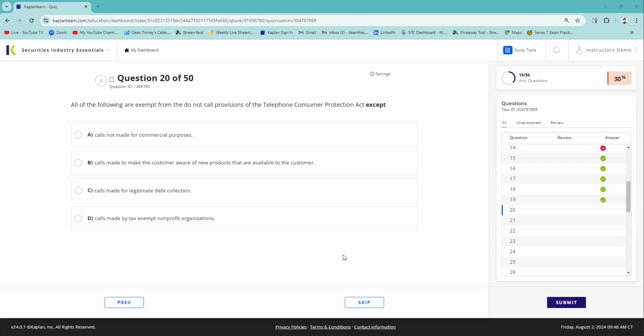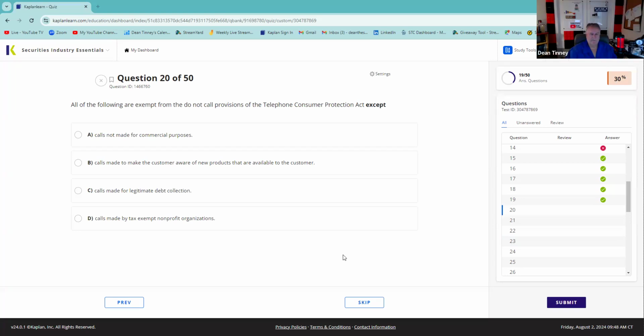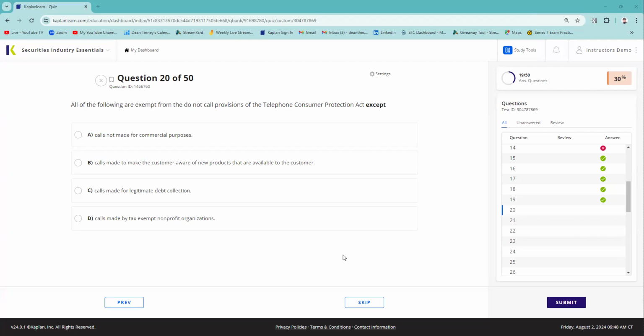All the following, these are so hard. All the following are exempt from, except. The grammar is atrocious. So I always like to put it in plain English. They're saying one of these needs to comply with the Telephone Consumer Protection Act. Three of these are allowed to call people whenever they want. Shouldn't say whenever they want, but one of these people is not allowed to make this call unless they have permission of the customer.